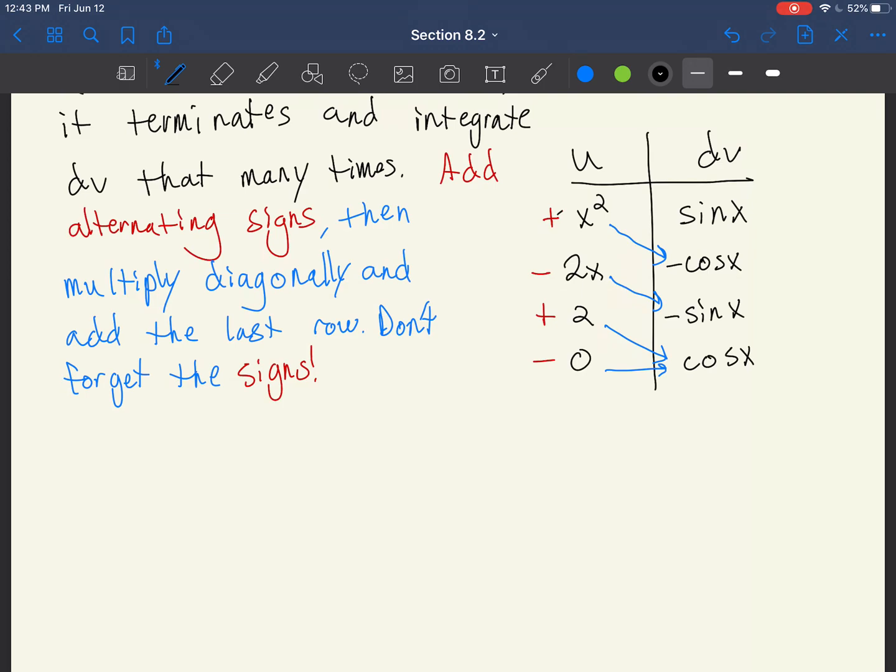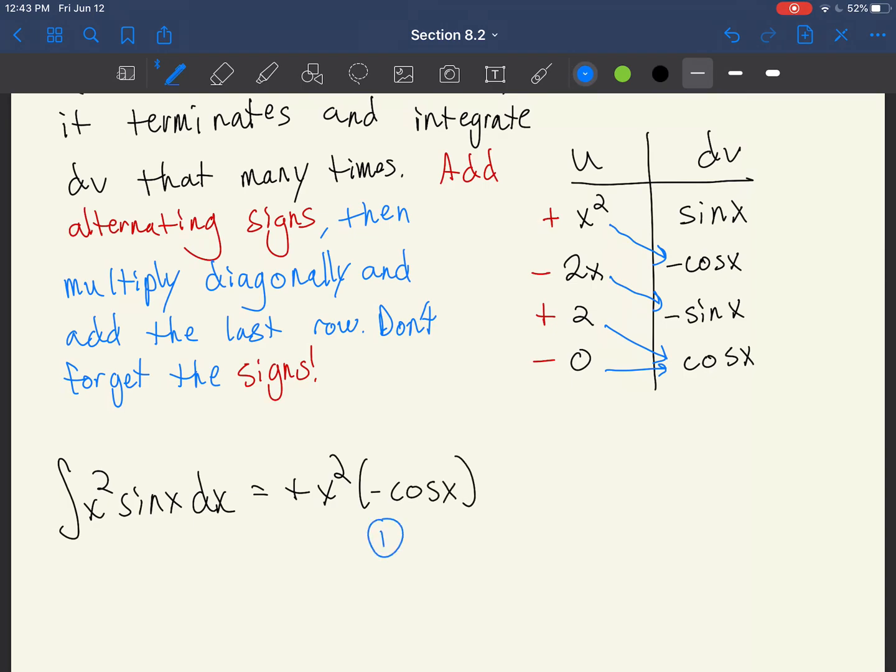So doing this, you would get positive x squared. Let's not do it. Hold on one sec. Erase. We have the integral of x squared sine x dx equals positive x squared times negative cosine x, which comes from number 1, minus 2x times negative sine x, which comes from number 2, plus 2 times cosine x, which comes from number 3.